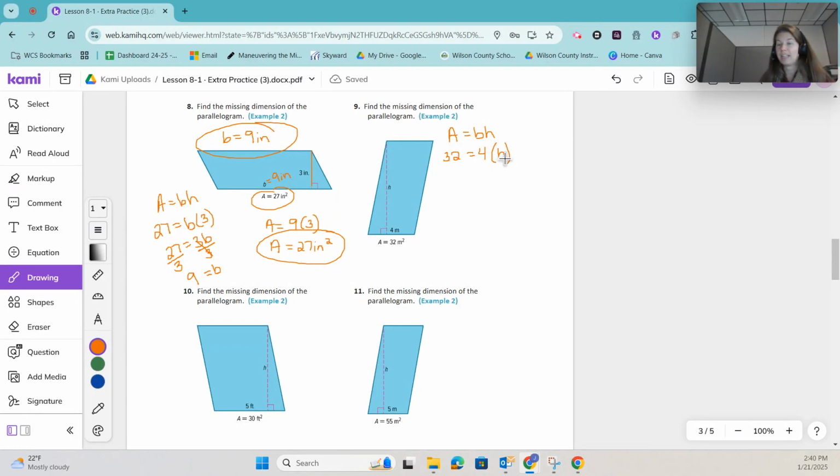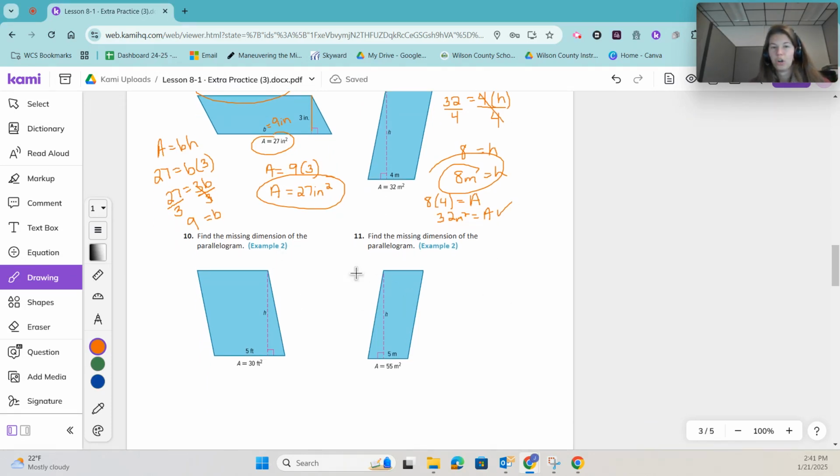Again, to get h by itself, I have to keep it balanced. I'm going to divide by 4 to separate those out. That's going to leave me with h. Whatever I do to one side, I have to do to the other. And 32 divided by 4 is 8. So your height is 8 meters. And again, you can double check that. 8 times 4 equals your area. So 32 meters squared is your area. And that is correct. Is your height. There are two more right here that you can try on your own, just like that.